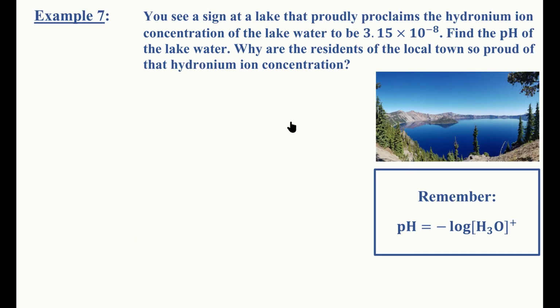Okay, so you're driving down the road and you're passing this beautiful lake, and you see a sign that proudly proclaims that the hydronium ion concentration of the lake water is 3.15 times 10 to the negative 8. So what we want to do is find the pH of this lake water and see why the residents are so proud of that hydronium ion concentration that they've listed. So remember that here is the formula that we're going to be using.